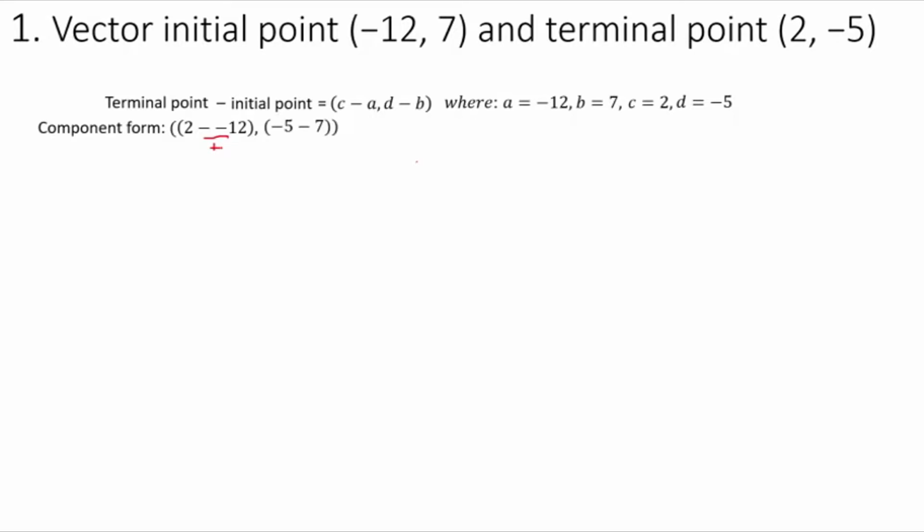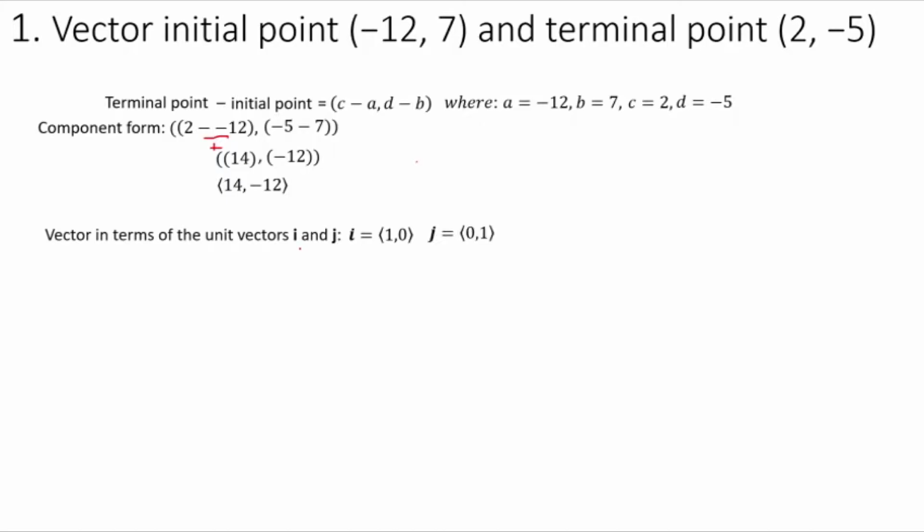And then we have negative 5 minus 7. So we have 14 from the first one, and from this one we have negative 12. So the component form will be 14 comma negative 12. To convert this to unit vectors i and j, it all comes from where i is equal to 1 comma 0 and j is equal to 0 comma 1.